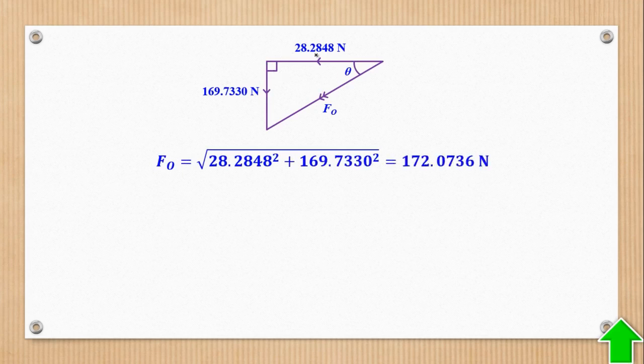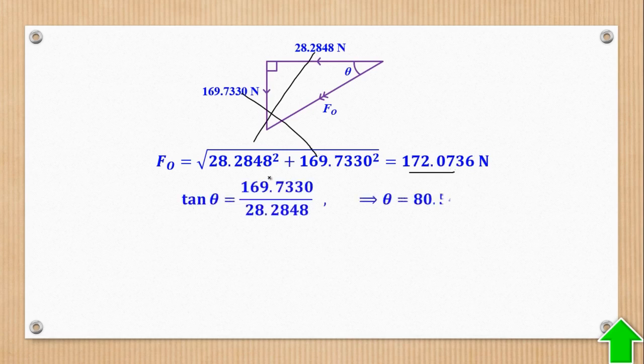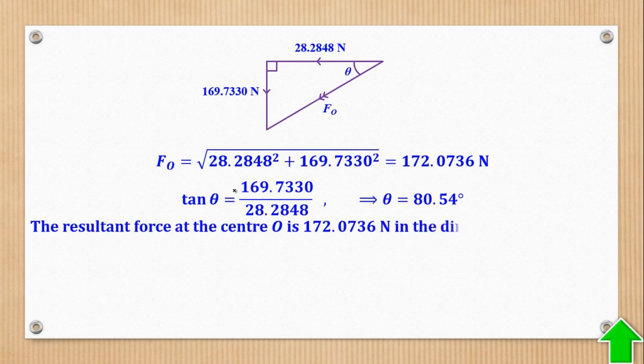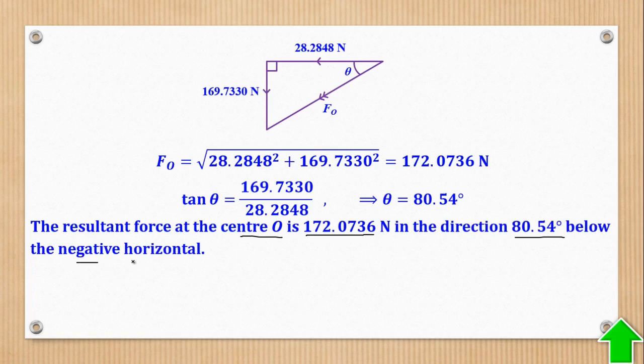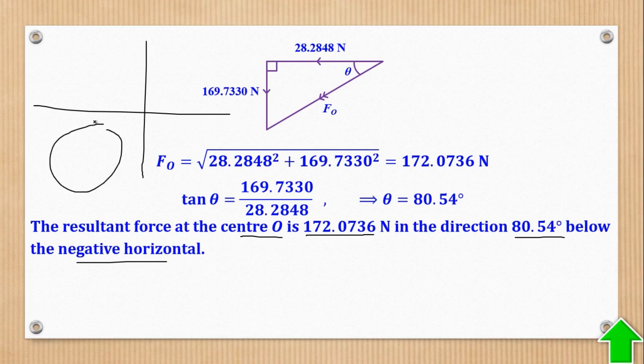So by Pythagoras theory, I come up with this squared plus this squared, everything under square root to give you this. Then from SOHCAHTOA, I come up with tan theta equal to this over this to give you theta as this. An angle is better if it is written to 2 decimal places. Then I'll conclude that the resultant force at the center O is this, in the direction this, below the negative horizontal. Below the negative because, like I said, it is in this quadrant which is below the horizontal and also on the negative side of the x-axis.